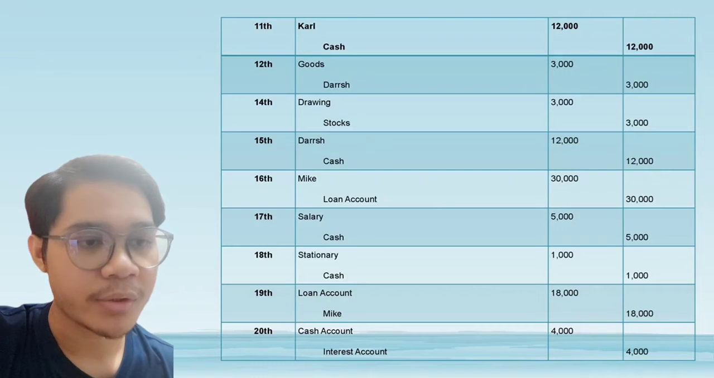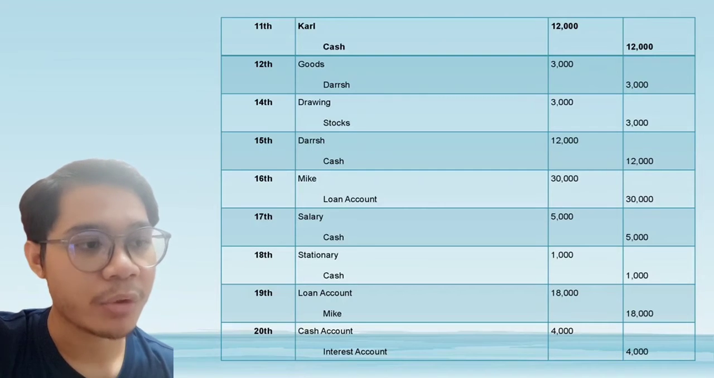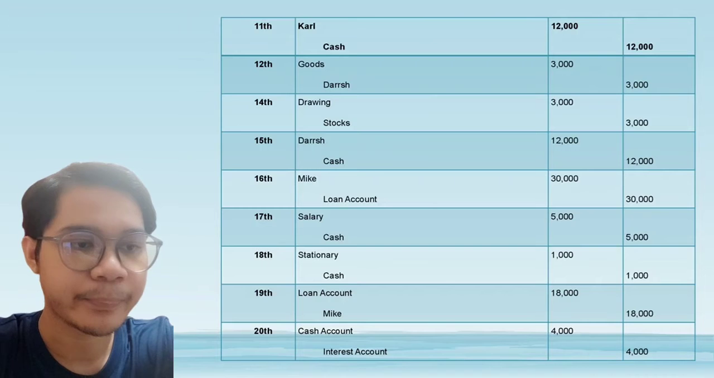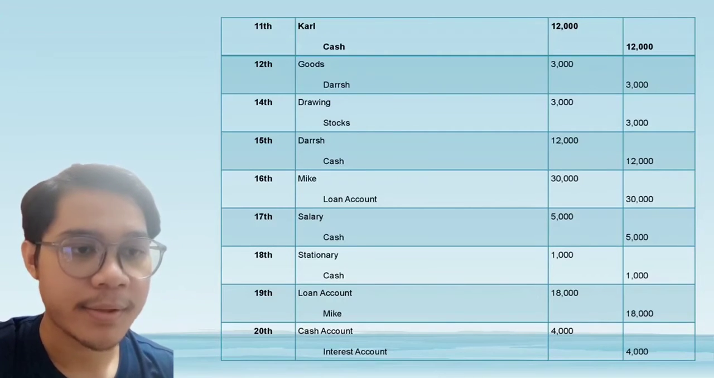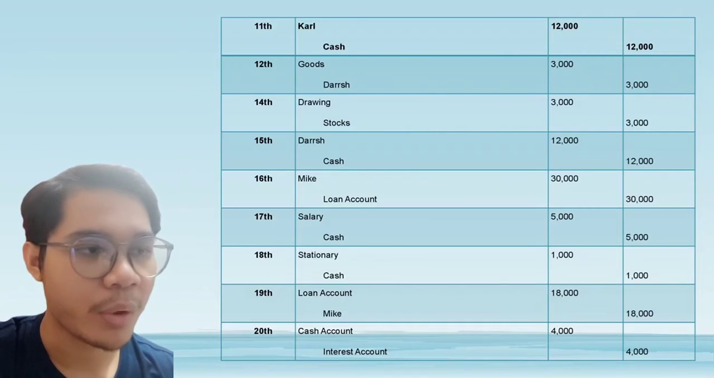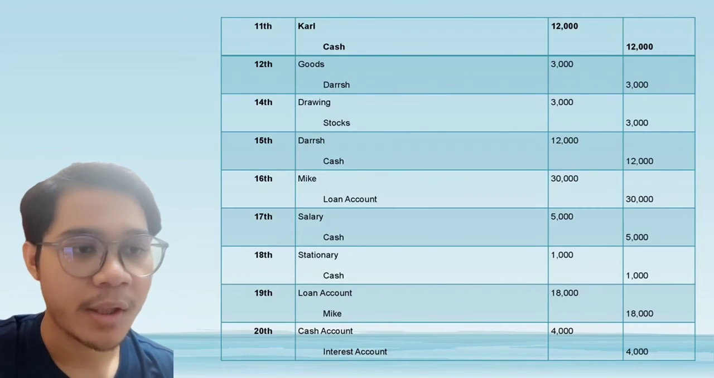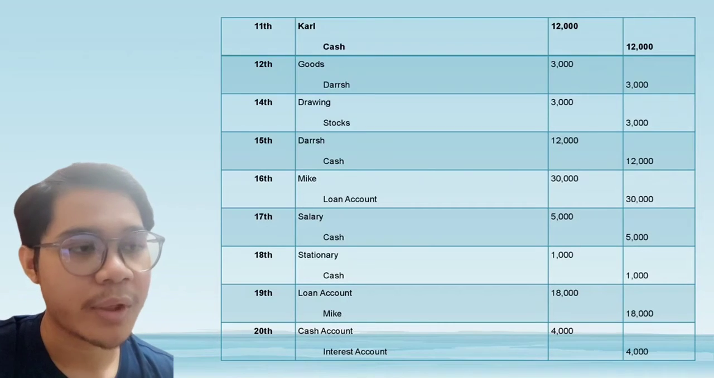The 14th one is drawing and stocks. Drawing was on debit for 3,000 and stocks was on credit for 3,000. The 15th one is dash and cash. Dash was on debit for 12,000 and cash was on credit for 12,000. Mic was on debit for 30,000 and loan account was on credit for 30,000. The 17th one is salary and cash. Salary was on debit for 5,000 and cash was on credit for 5,000.